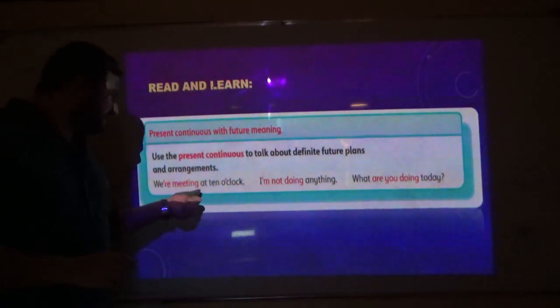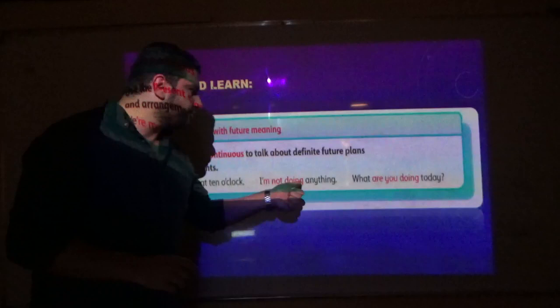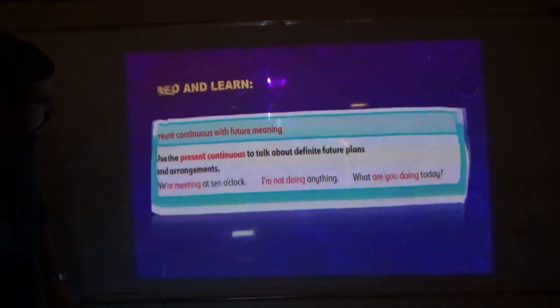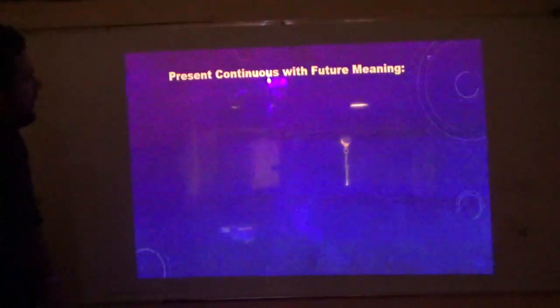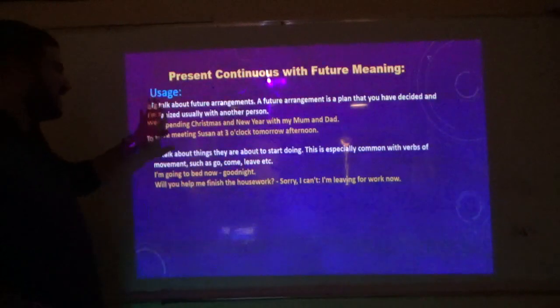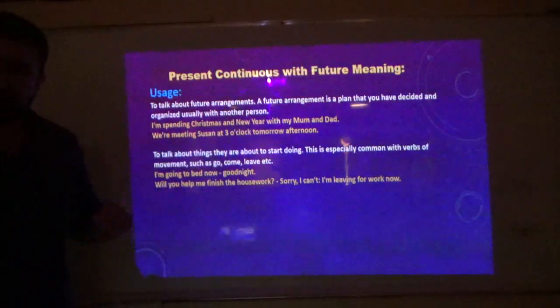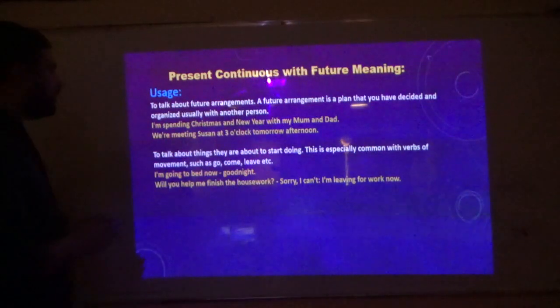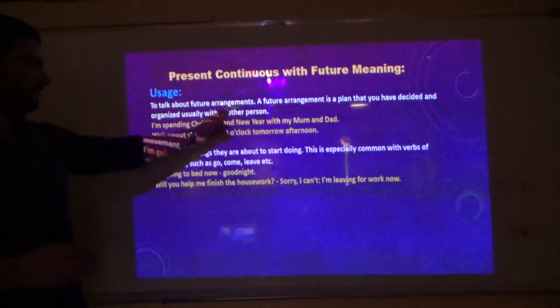We are meeting at 10 o'clock. I'm not doing anything. What are you doing today? Next part. Present continuous with future meaning. So here we have, when should we use present continuous to express future? Look at the first usage: to talk about future arrangements.